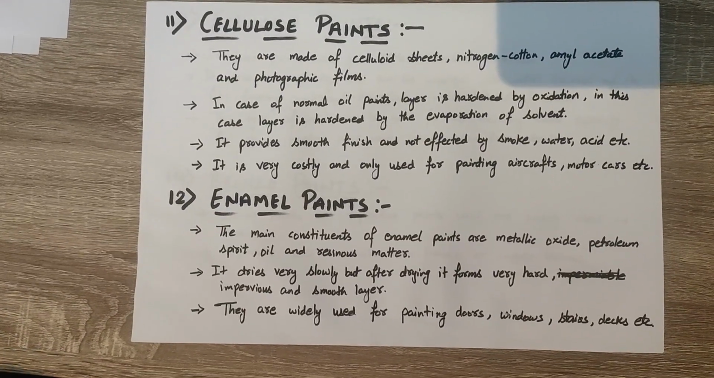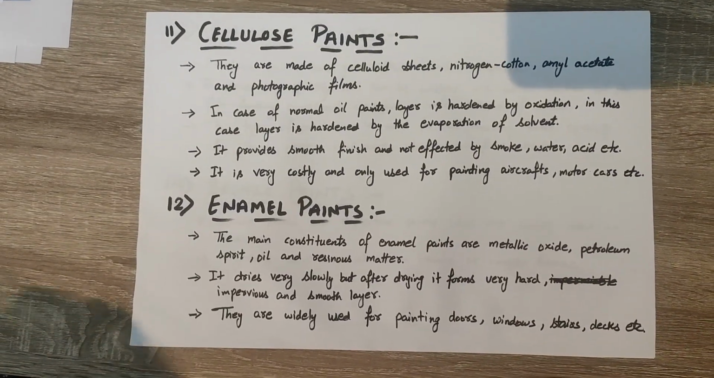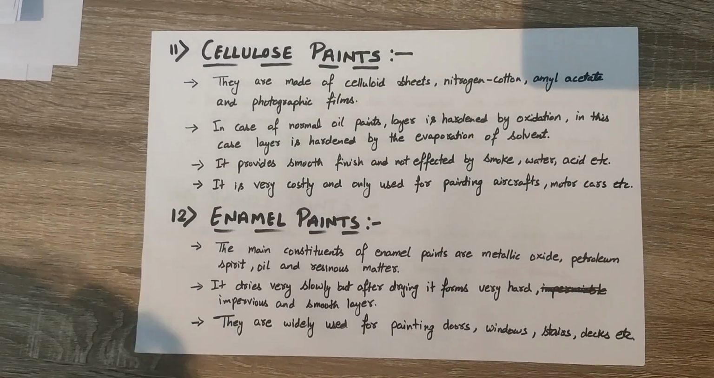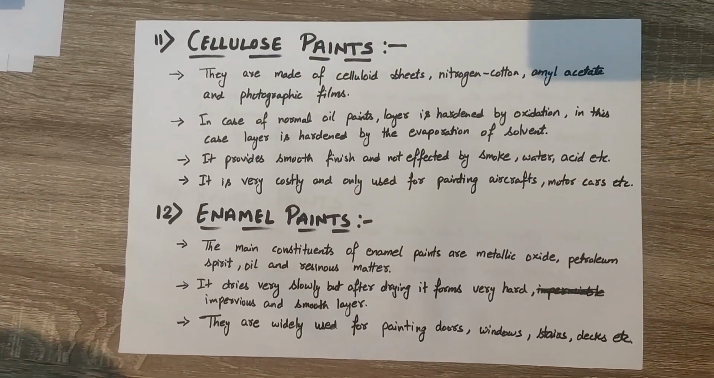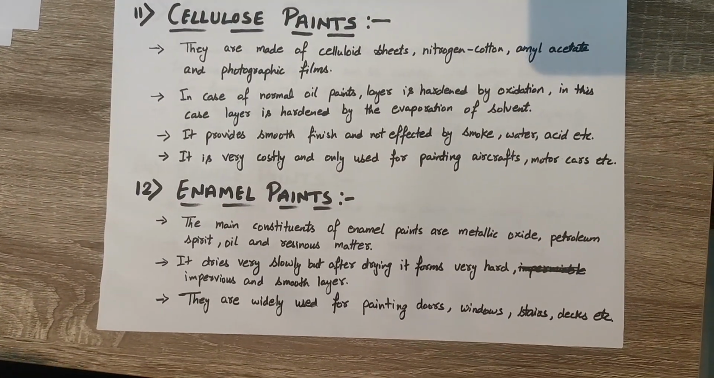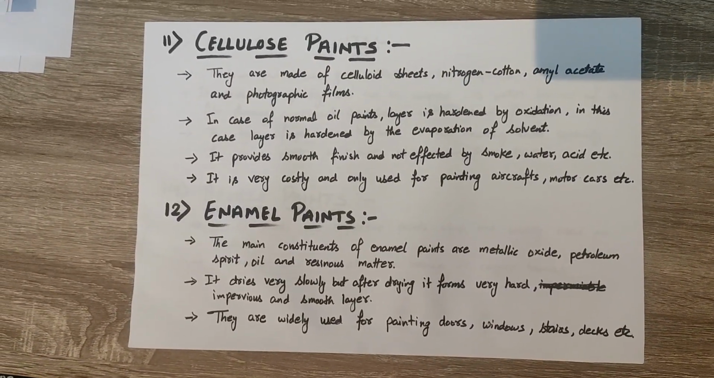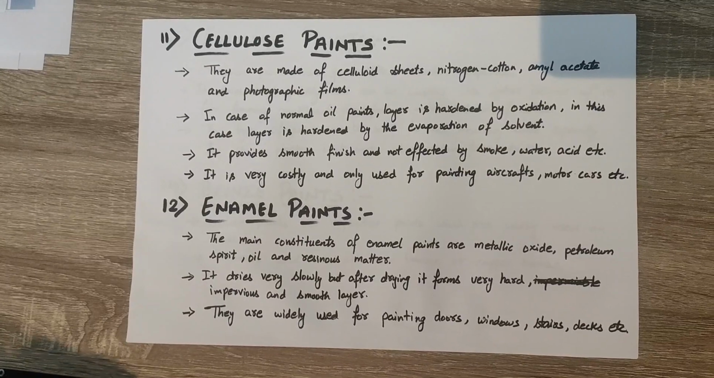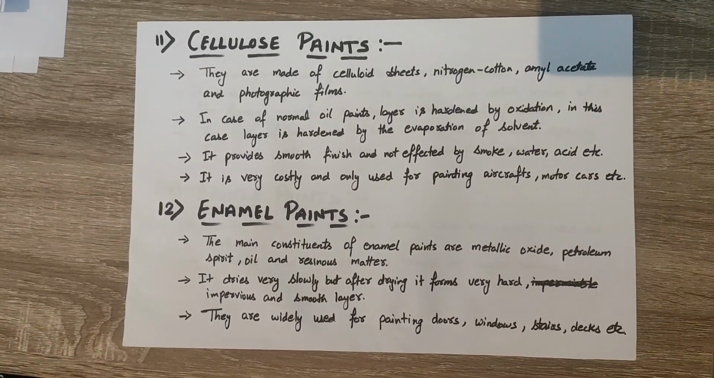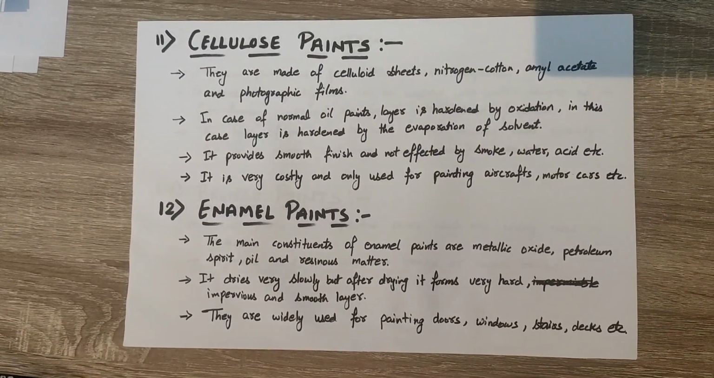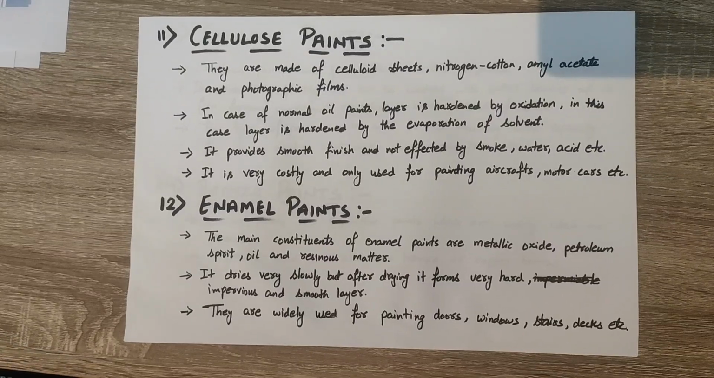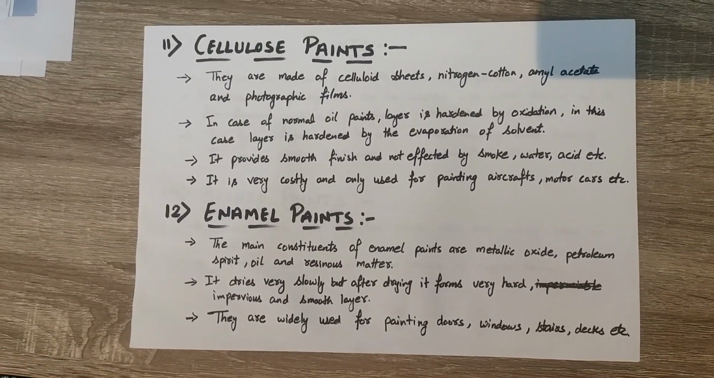Our next paint is enamel paint. The main constituents of enamel paint are metallic oxide, petroleum spirit, oil and resinous matter. It dries very slowly, but after drying it forms a very hard, impervious and smooth layer. They are widely used for painting doors, windows, stairs, decks, etc.